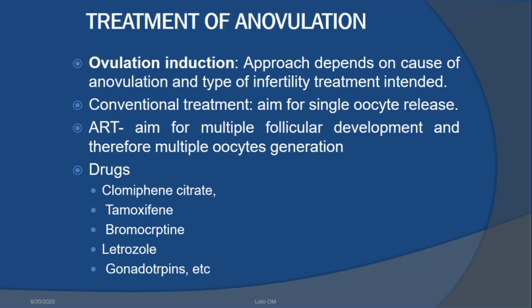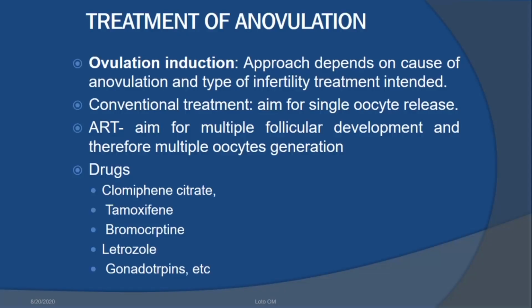So how do you treat anovulation? The treatment of anovulation is ovulation induction. Now the approach depends on the cause of anovulation and the type of infertility treatment you intend. Like I said earlier on, if you are trying to treat through IVF, you do what is called controlled ovarian hyperstimulation. But if you are trying to achieve natural conception, you do ovulation induction. And your aim is to provide a single oocyte which will be released for proper fertilization.